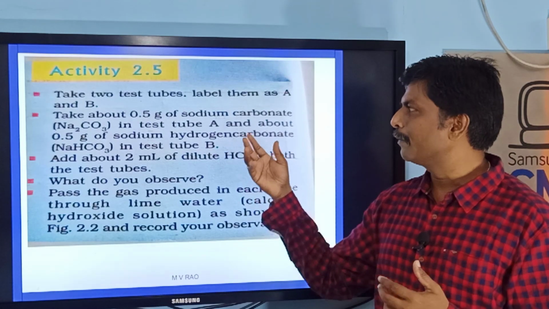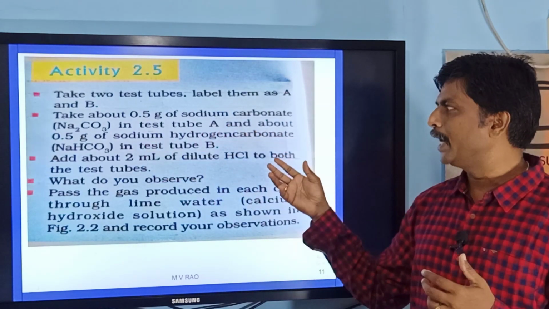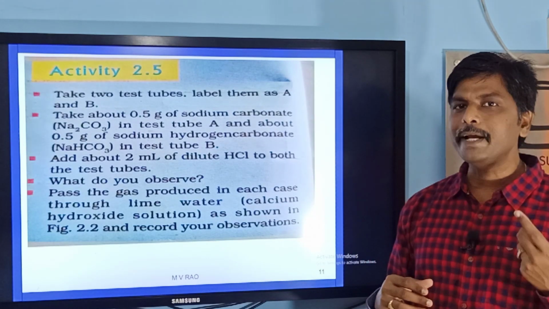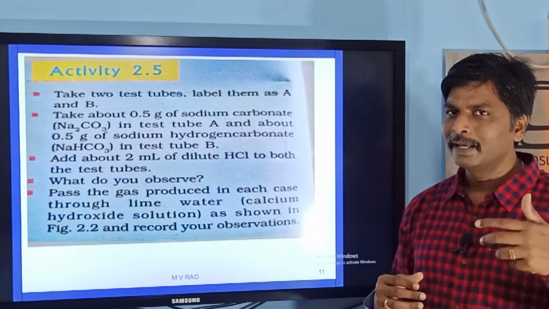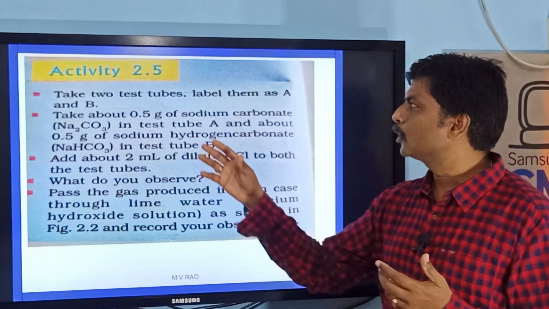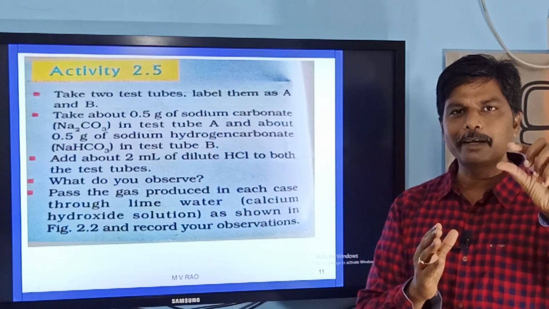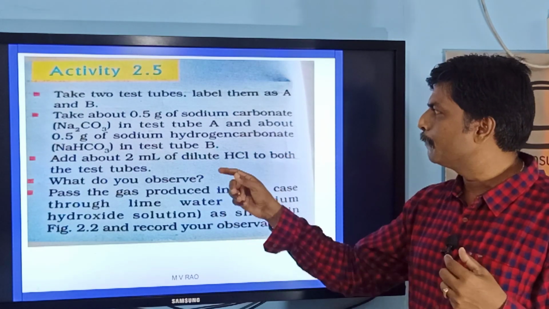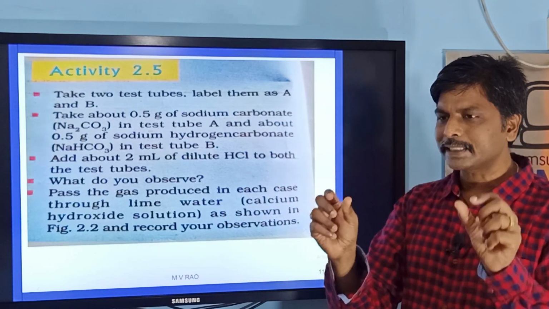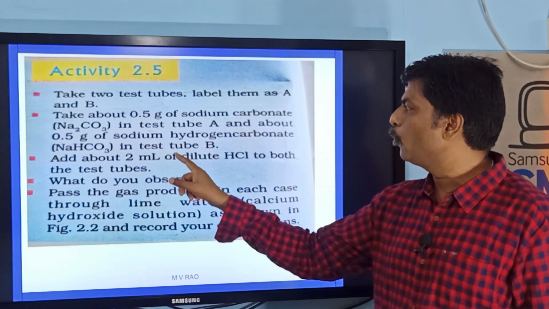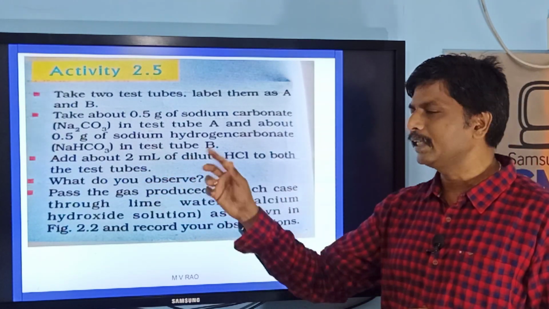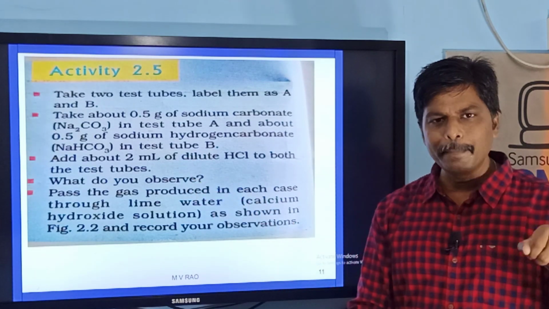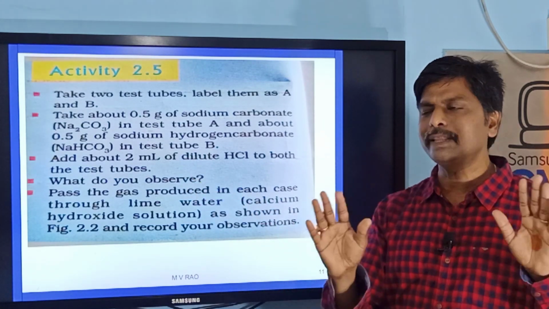Students, try to remember sodium hydrogen carbonate, NaHCO3, has another name, sodium bicarbonate. That means baking soda. So in test tube A, 0.5 gram of sodium carbonate. In test tube B, 0.5 gram of sodium bicarbonate. Keep the two test tubes in a stand. Add about 2 ml of dilute HCl to both the test tubes.